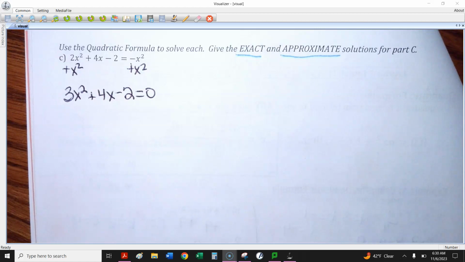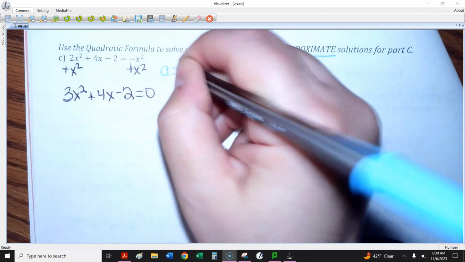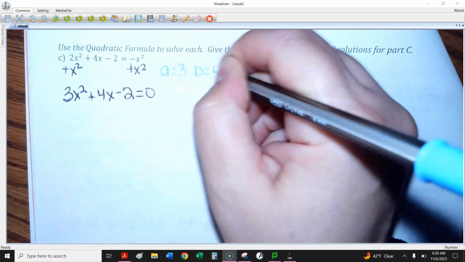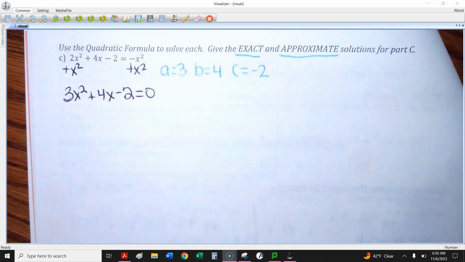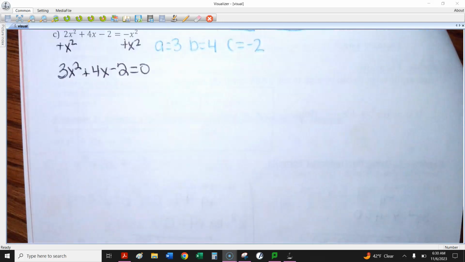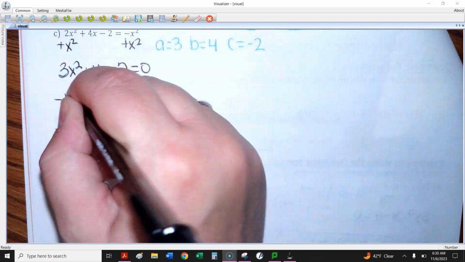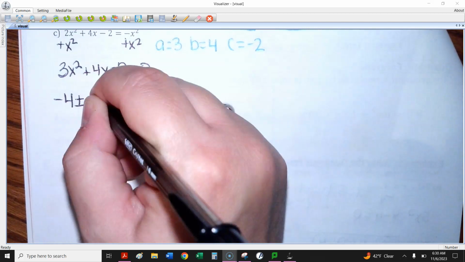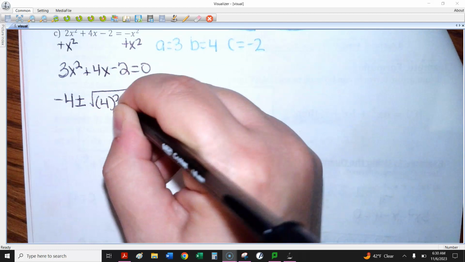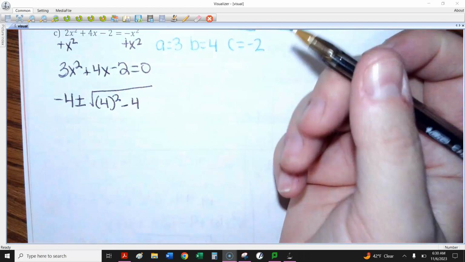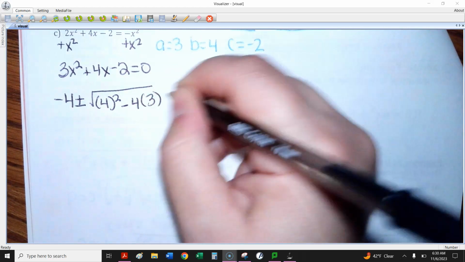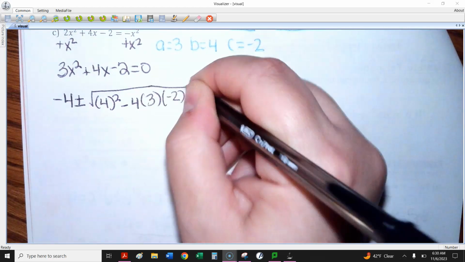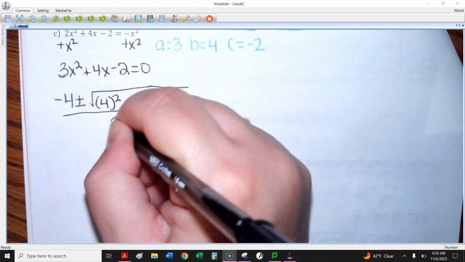All right, our a value is then 3, b is going to be 4, c is going to be -2. So that's what we're working with. And we're going to use our quadratic formula. So opposite of b would be -4 plus or minus square root. B squared is 4 squared minus 4 is part of the formula here. A lot of 4's in this question. A is 3 and C is -2 all over 2A. So for this question, 2 times 3.